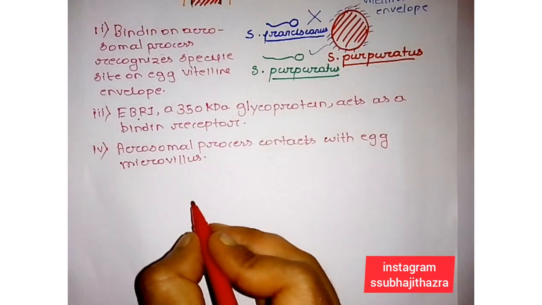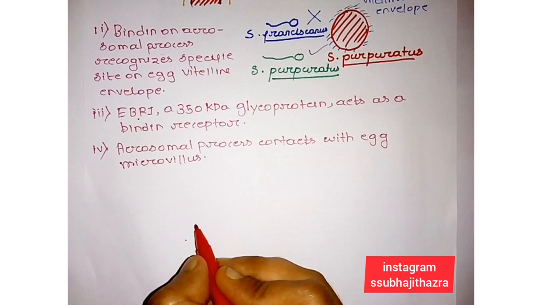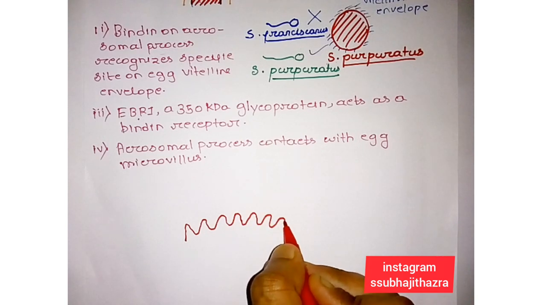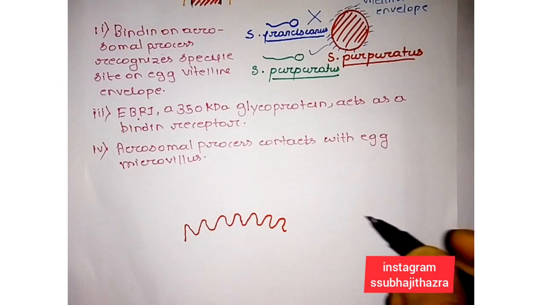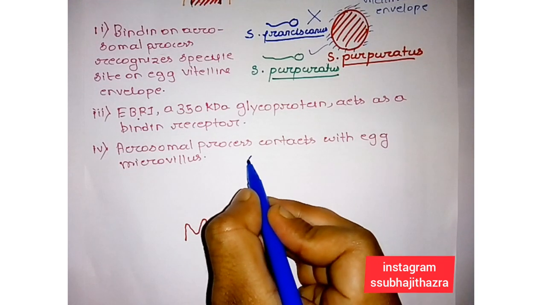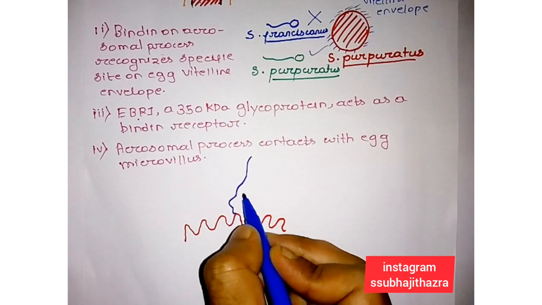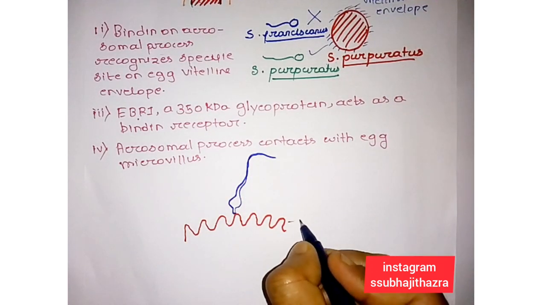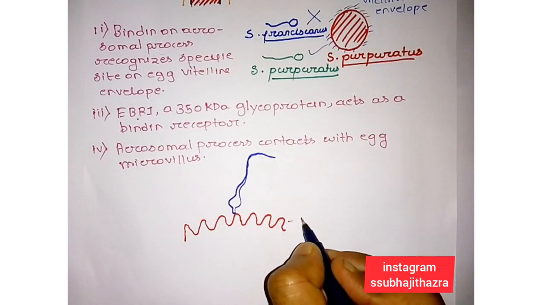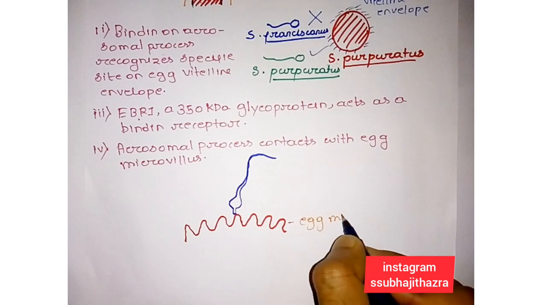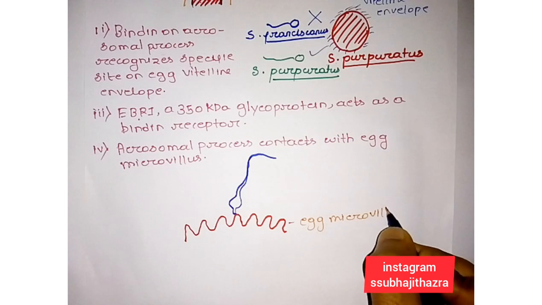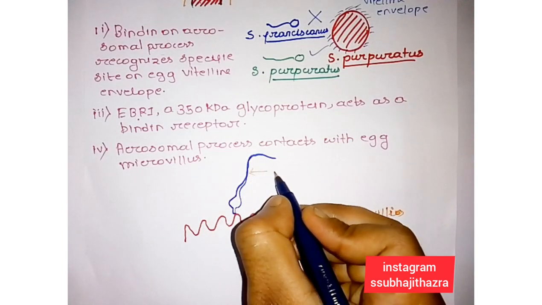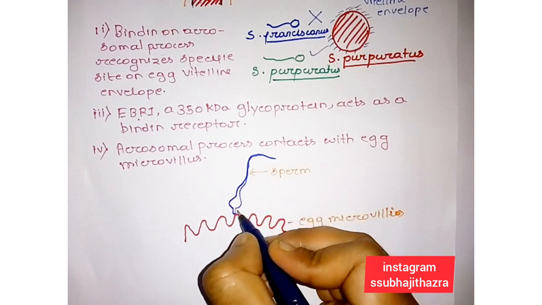So suppose this is the egg microvilli. These are egg microvilli, and the sea urchin sperm contacts with this egg microvilli portion. This is the egg microvilli, and this is the sperm. This is the acrosomal process.